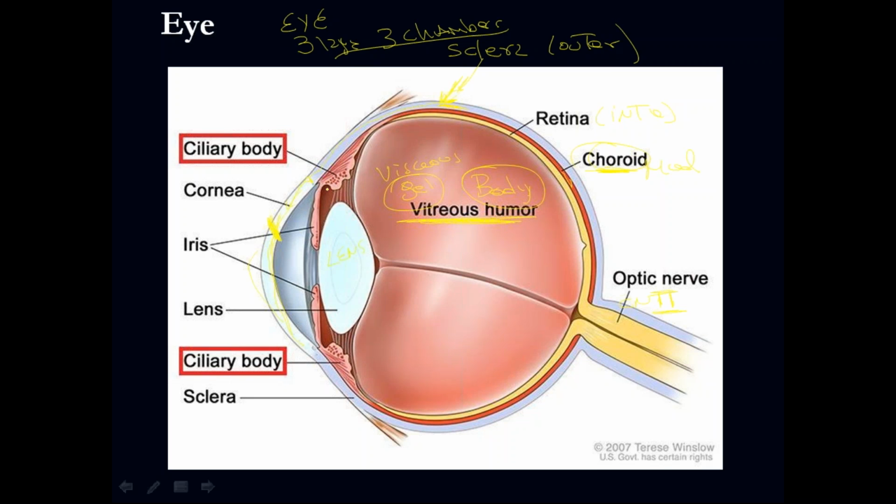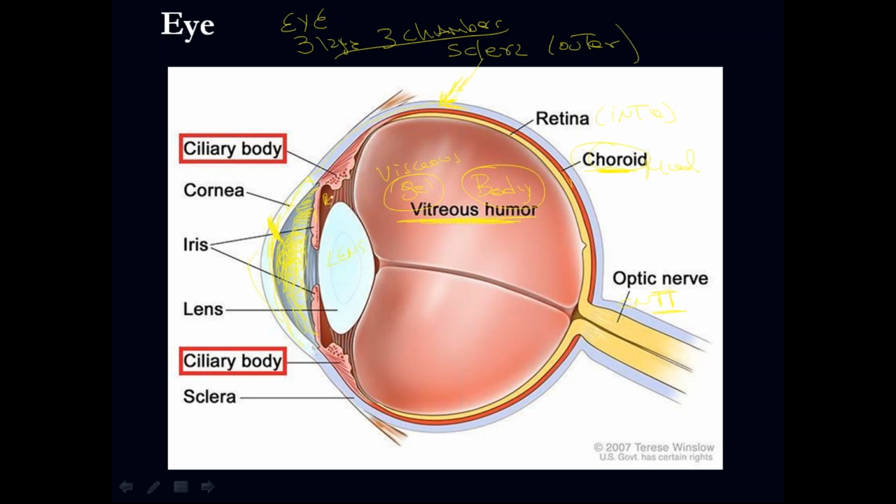The 3 chambers are going to be the anterior chamber. Where is the anterior chamber? Here. All this is the anterior chamber. This anterior chamber is between the cornea and the iris. Simple, right? Then we have the posterior chamber.